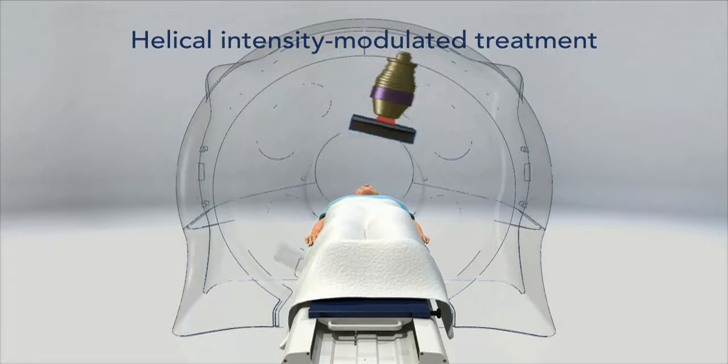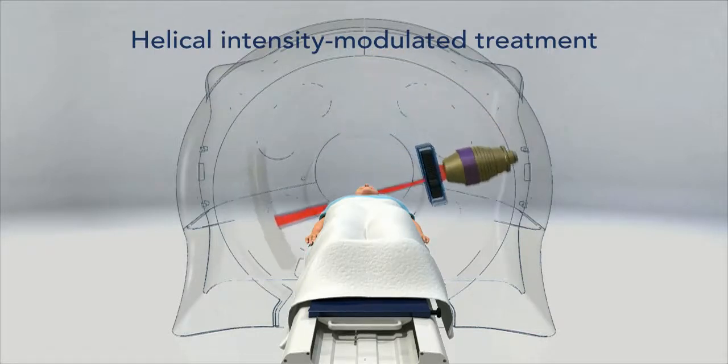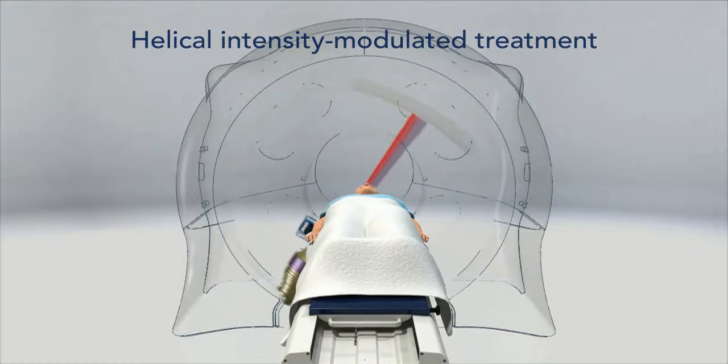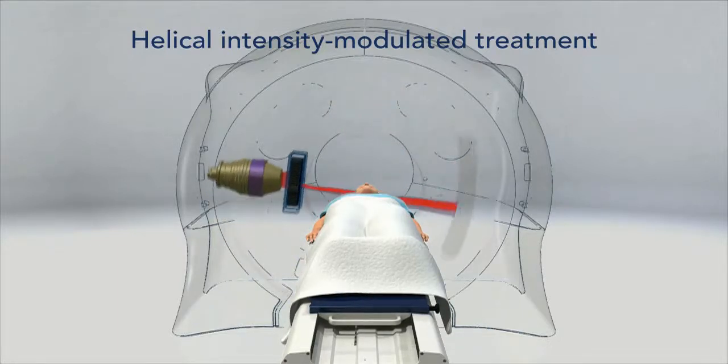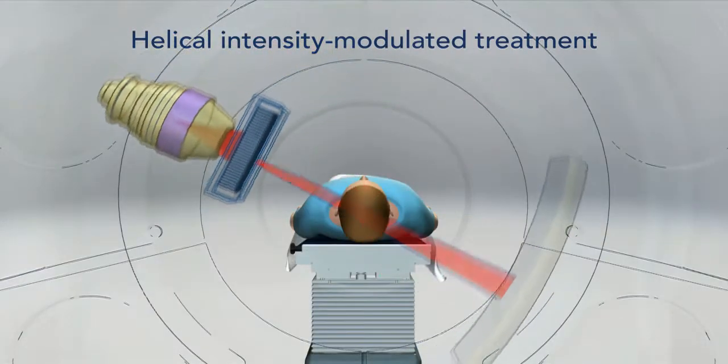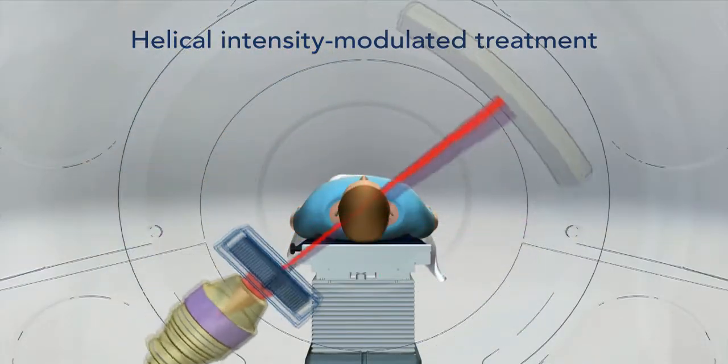For treatment delivery, the same helical rotations of the X-ray beam source are used. This time, however, the intensity of the beam is changed rapidly during each rotation, according to the shape of the tumor, using thin tungsten leaves that block or unblock the beam.